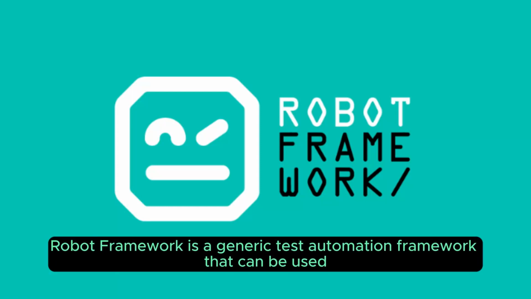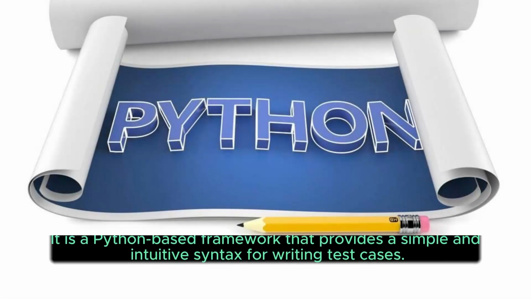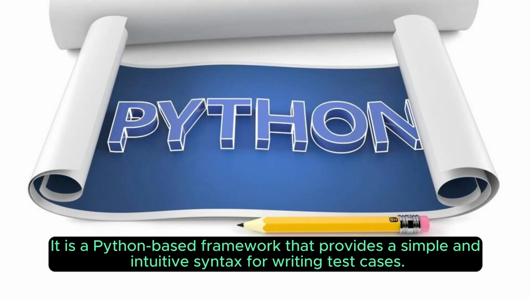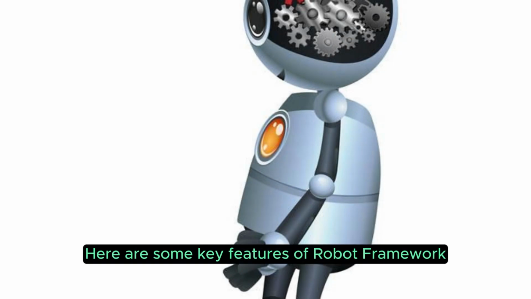Robot Framework is a generic test automation framework that can be used to automate both functional and acceptance tests of software applications. It is a Python-based framework that provides a simple and intuitive syntax for writing test cases. Here are some key features of Robot Framework.